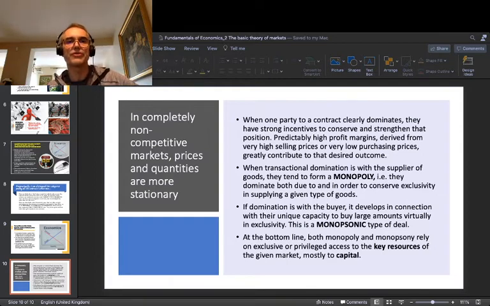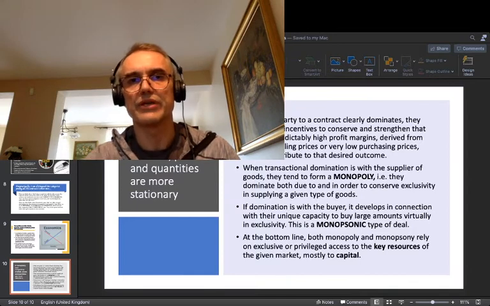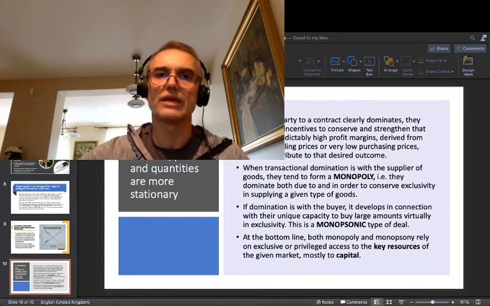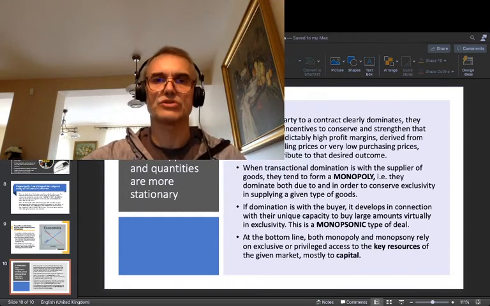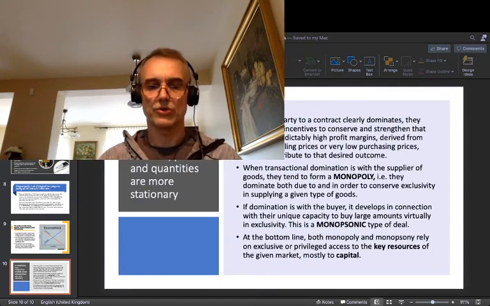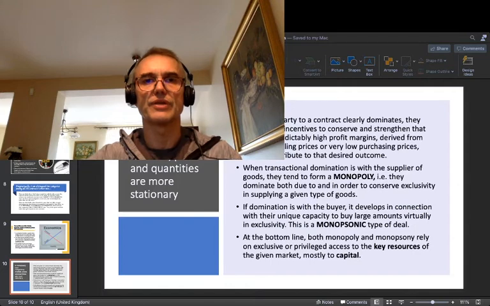Now, both types of domination, both types of non-competitive market, the market based on monopoly and on monopsony, share a common denominator. They are always based on exclusive or privileged access of some social entities to the key resources of the community, usually to capital. So if somebody in the social game has exclusive or privileged access to large amounts of capital, then we have that high likelihood of seeing those non-competitive market structures, based on dominance in business deals.